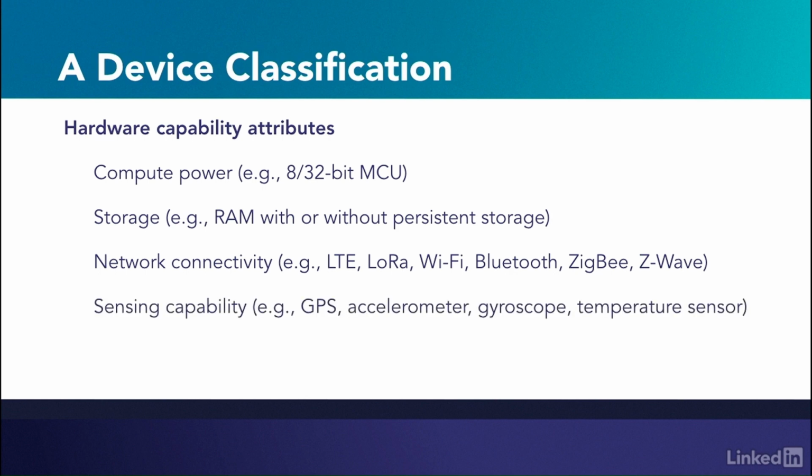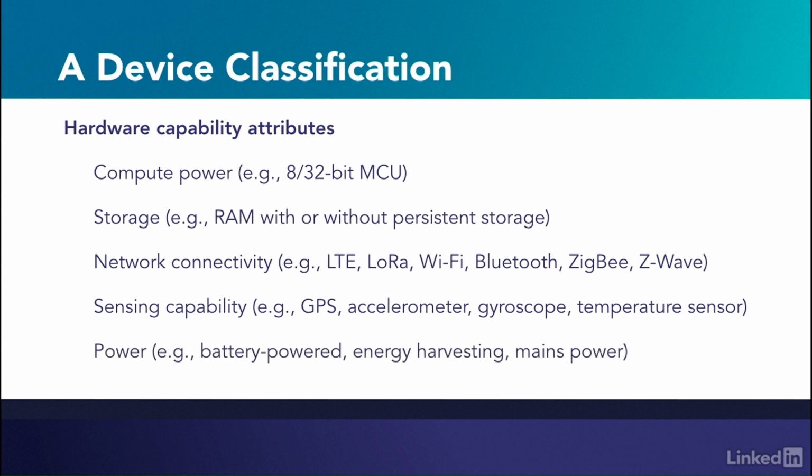Sensing capabilities. For example, devices may have a mix of sensors such as GPS, accelerometer, gyroscope, temperature sensor, light sensor, etc. And finally, energy source. For example, some devices are powered on a single battery or by energy harvesting methods, and some devices, such as gateways, are often mains powered.